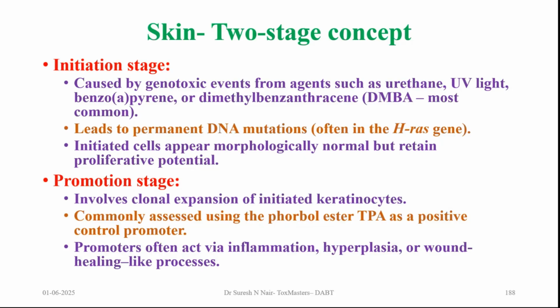The initiated cells will morphologically appear normal, but they will retain the proliferative potential. Whereas when it moves to the promotional stage, it involves clonal expansion, as we have already seen. So that promotion you can very easily distinguish by the initiated keratinocytes, because of the discoloration that occurs at the skin lesion. So it is very easy to demarcate the initiation and the promotion stage.